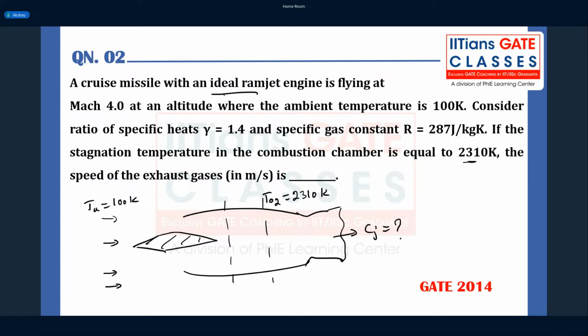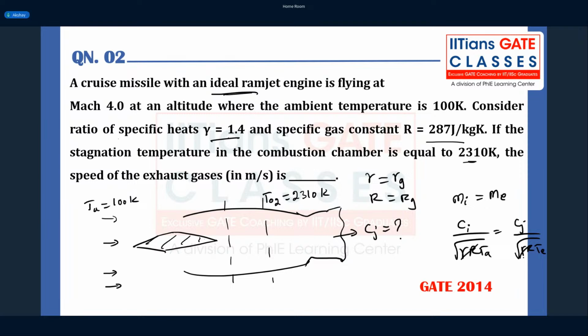Straightforward now. They already mentioned it's an ideal ramjet. So what does it mean? Mi is equal to M exit, or else Ci divided by root of gamma R Ta should be equal to Cj divided by root of gamma R Te. Since they mentioned the ratio of specific heats 1.4 and gas constant 287 joules per kg Kelvin, and did not mention anything other than that, we are going to treat gamma and R as the same for both air and gases. That means I can cancel these two out. That simply gives me Cj is equal to Ci times root of Te by Ta. Straightforward. The only thing I should know here is Te and Ta, or Ci.